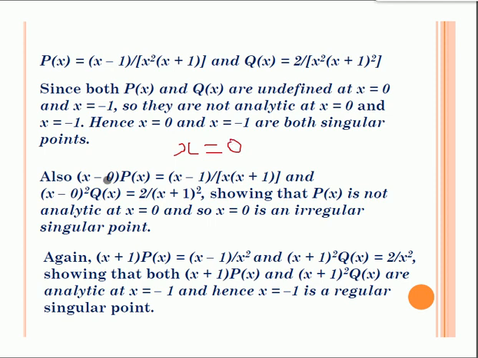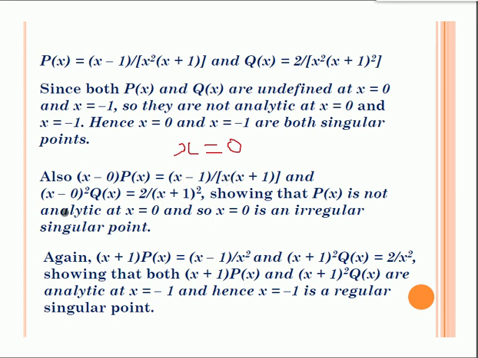So x minus x naught, which is x, into p of x. P of x here is x minus 1 divided by x square into x plus 1. But x and x will cancel. Now clearly substitute x equal to 0. Something by 0 is infinity, it is undefined. Undefined means it is not analytic. Once it is not analytic, we call it irregular. You don't need to check for q of x. Automatically, once one becomes undefined, it is irregular.